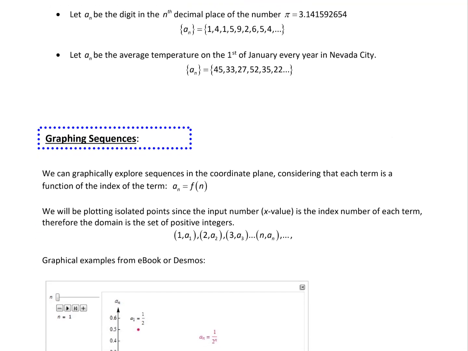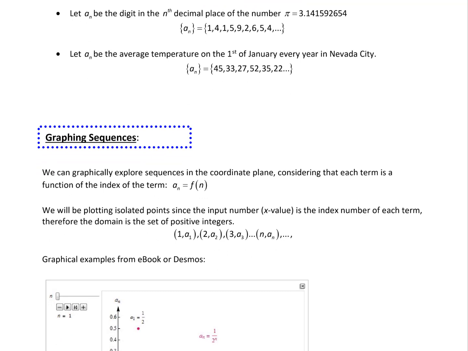And of course, this guy, if a sub n is the nth decimal place in the number pi, well, that's never going to have a pattern. That can never be defined as an explicit sequence. So in this case, 3.14159... It goes on and on and on forever. And so this sequence would be 1, 4, 1, 5, 9, no pattern. We would just write it that way. And another one would be if we use some real world data.